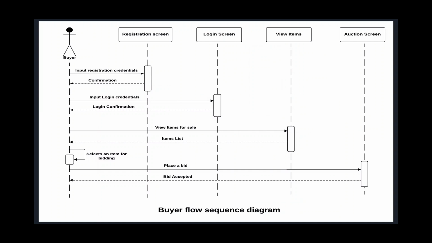And here's the buyer flow sequence diagram. A new buyer can register into the system, and the system returns with a confirmation, or a registered user can log in with his credentials, and the system returns with a login confirmation. Once a user is logged in, he can view items for sale, and the system returns a list of items.